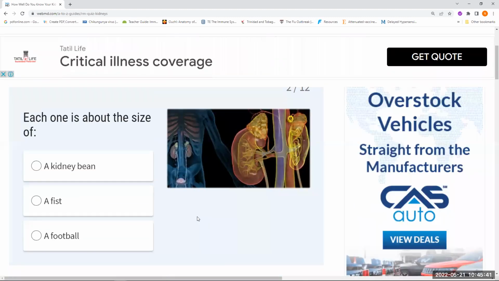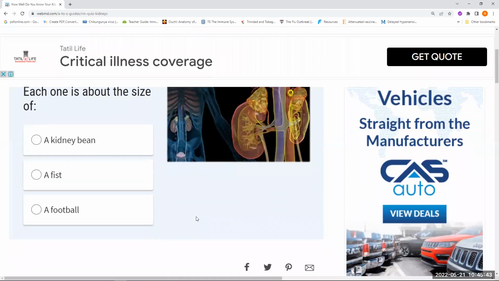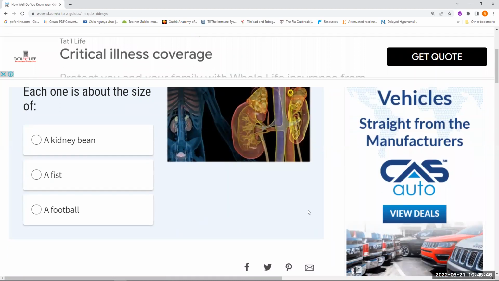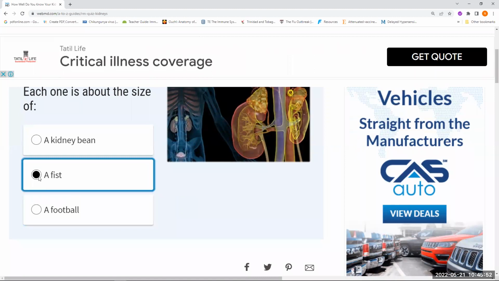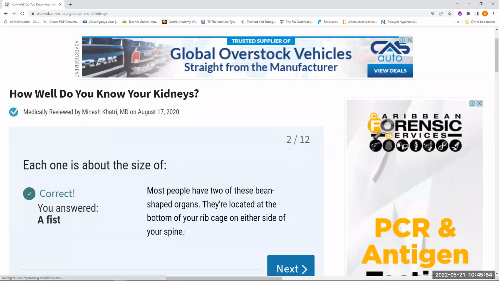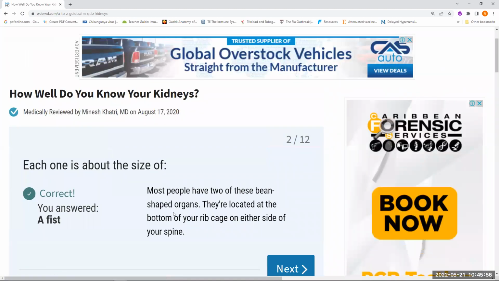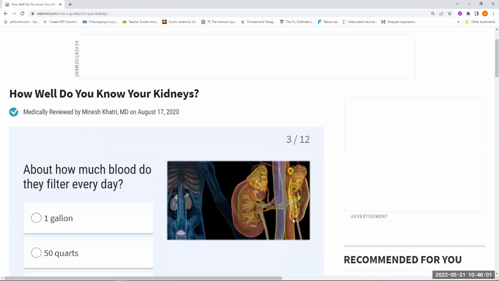Each kidney is about what size? Somebody want to help me out? Okay, Sophia, go ahead. A fist. Well done, it is. Most people have two, and they're located at the bottom of the rib cage on either side of your spine. Let's go to the next one.